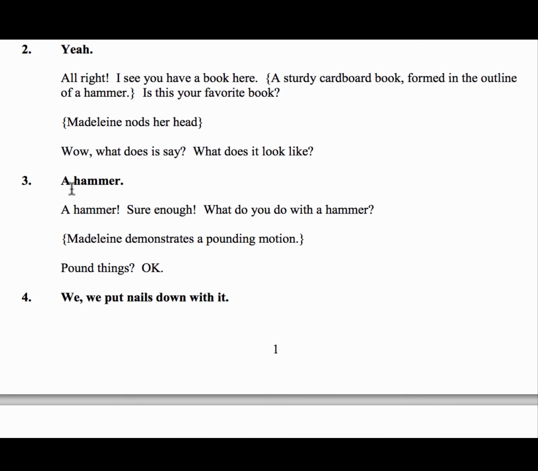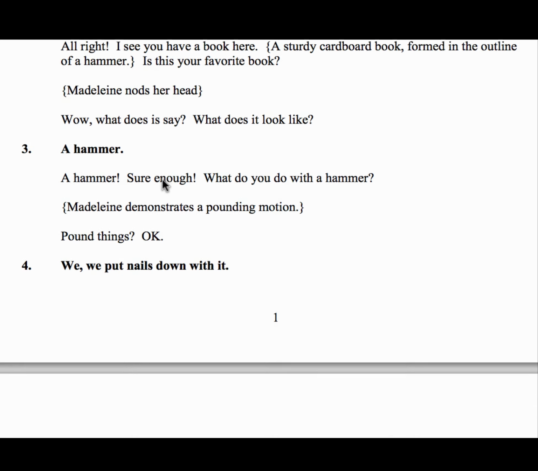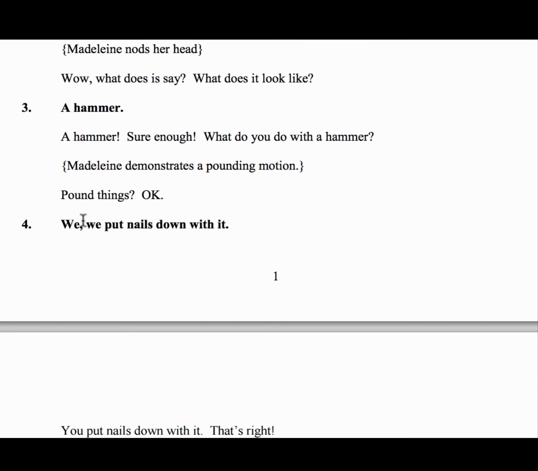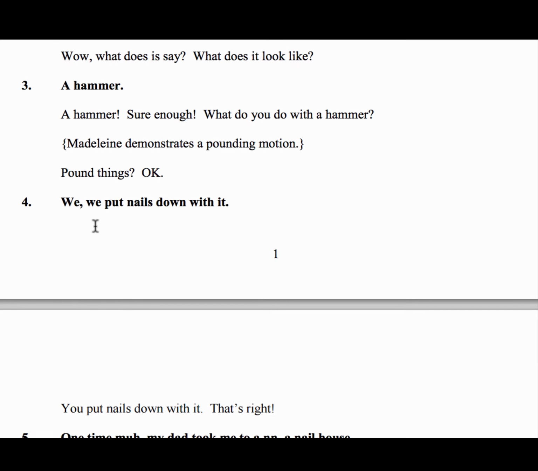Third one, a hammer. It's just a and hammer. You can't break that hammer up into more morphemes, so it's just going to be 2. And then another thing that you want to know about this is that you're not going to count repetitions like this. We put nails down with it. You're just going to count the we once. You don't want to give her credit for more morphemes just because she's repeating herself in the sentence.